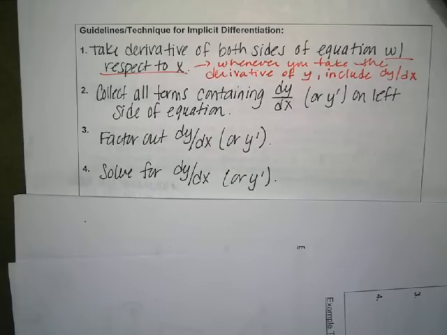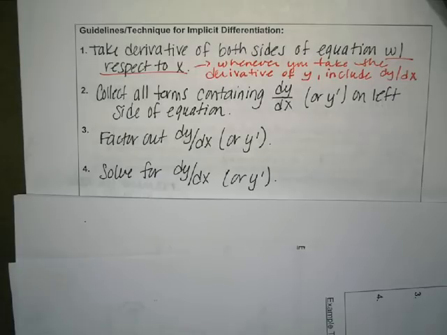Then the second step, after you've taken the derivative of each piece, you're going to have dy over dx's throughout, because they'll appear every time you take the derivative of a y. So our goal then is to collect all the terms containing dy over dx on the left side of the equation. Anything that has a dy over dx attached to it gets moved to the left, and everything else gets moved to the right. Anytime you take the derivative of a y term, then it's included.